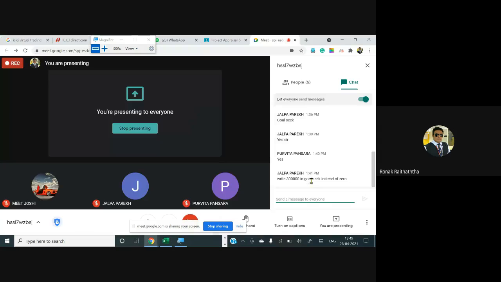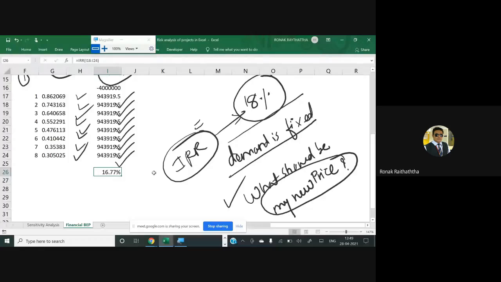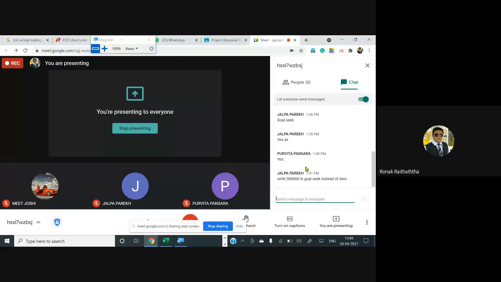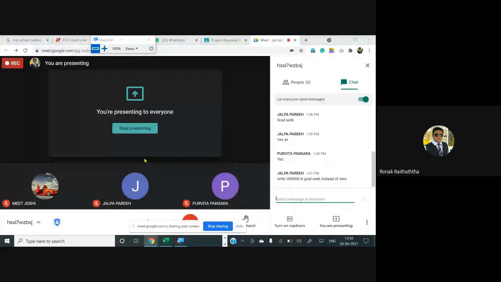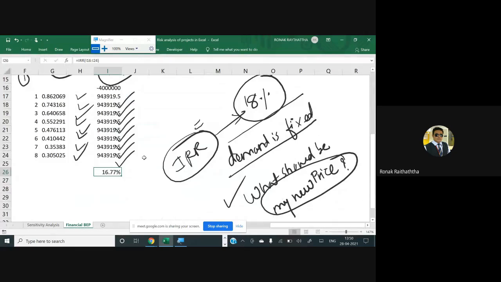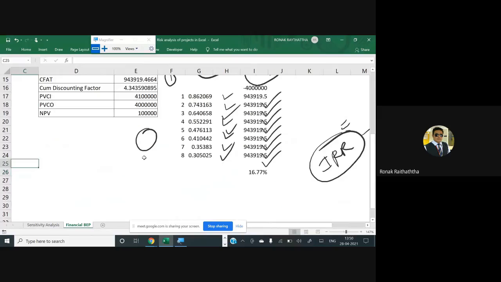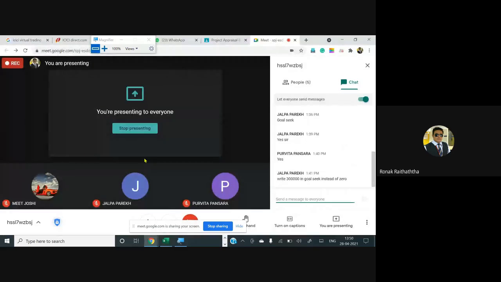Let's see how many of you have got it. No one yet. Mr. Meet, Miss Jalpa, as well as Miss Purvita. Let's see who can solve this. I want the IRR of 18 percent and I want to adjust my price per cylinder. What can I do? No one? Meet, are you doing it? Yes, sir, doing. Okay, good. Giving you 30 seconds more. Please do it.